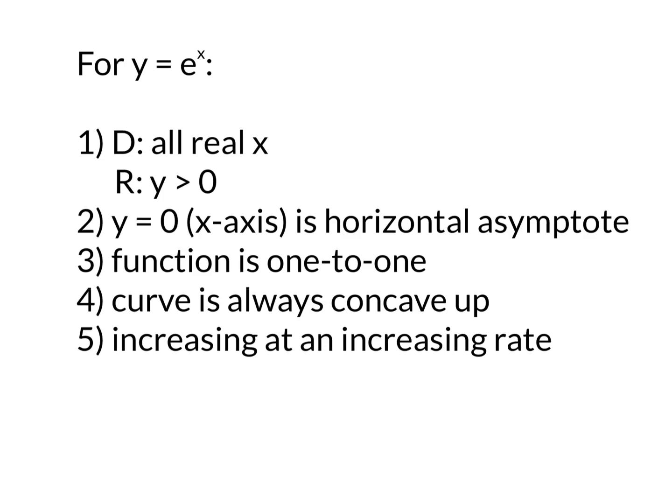For any exponential graph, the domain is all real x, the range is y is greater than 0, the x-axis is a horizontal asymptote, so it will approach the x-axis. The function is 1 to 1, which we've covered in a previous video. The curve is always concave up, and it is increasing at an increasing rate. This is something we will cover a little bit later, but we'll have a look at it anyway.